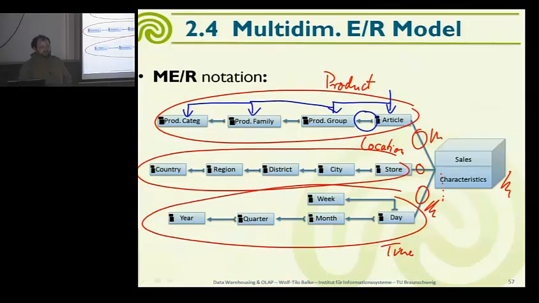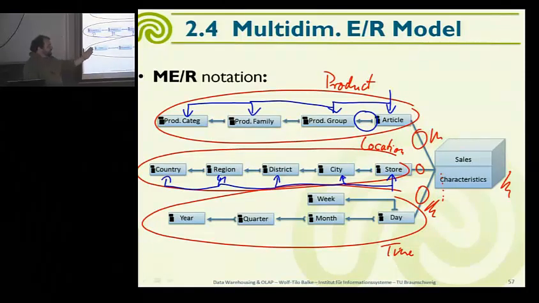Or do the same with location. You buy your article in a certain store. The store is in a certain city. The city is in a certain district. The district is in a certain region. The region is in a certain country, right?